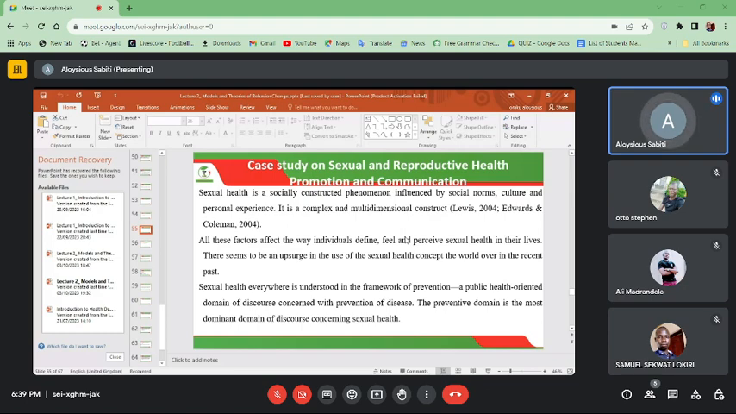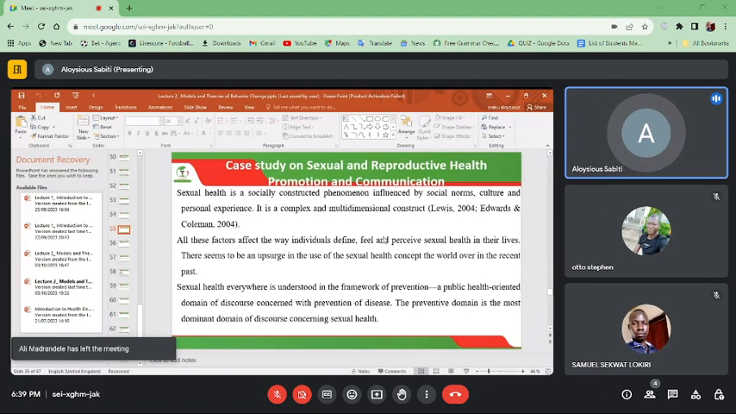There seems to be an upsurge in the use of the sexual health concept world over in the recent past. Sexual health everywhere is understood in a framework of prevention, a public health oriented domain of discourse concerned with prevention of disease. The preventive domain is the most dominant domain of discourse concerning sexual health.